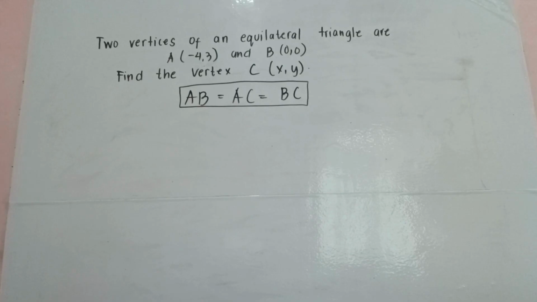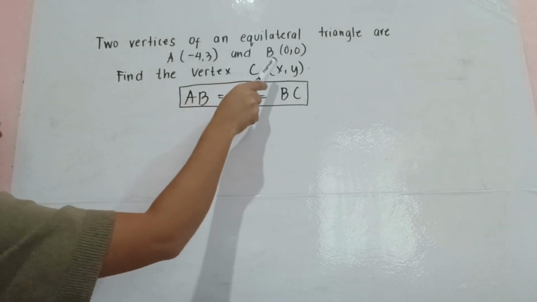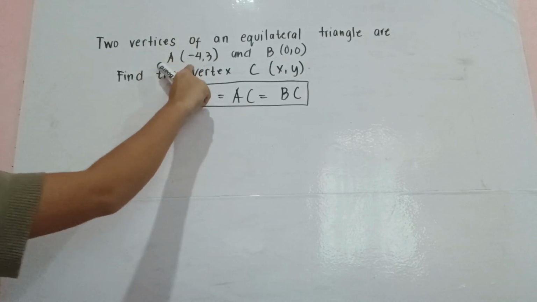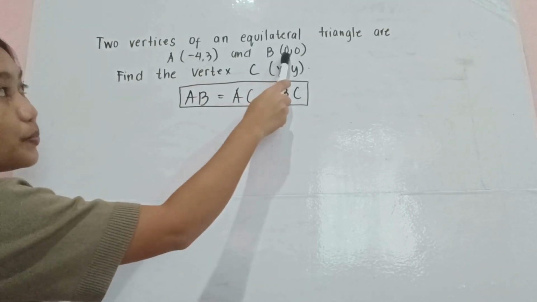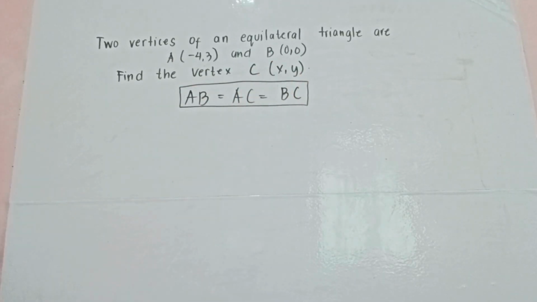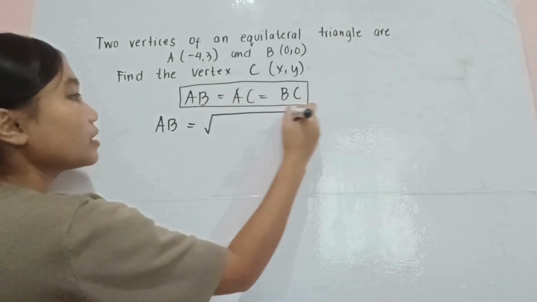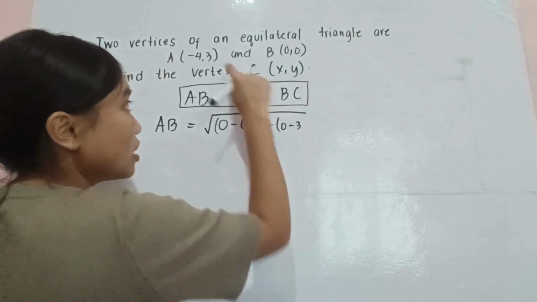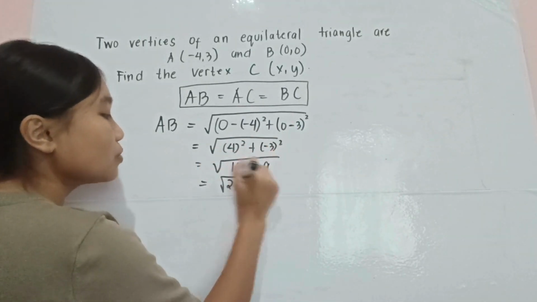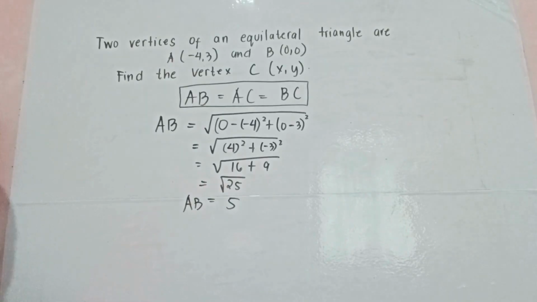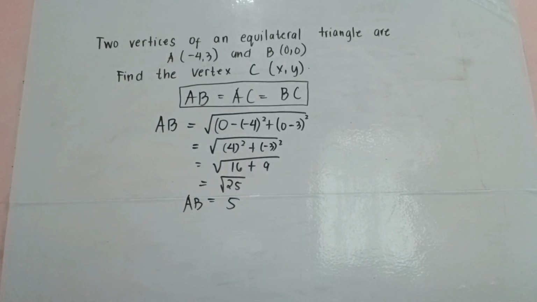First, let's calculate the length of the known side AB to know what the other sides must be. Let us use the distance formula to find the length of AB. So we have here the x and y values of AB, so we will label this x value of A as our x sub 1, same with 3 as our y sub 1. For B, these x and y values will be our x sub 2 and y sub 2. Let us substitute these values into the formula. So all sides of the triangle must be 5 units.